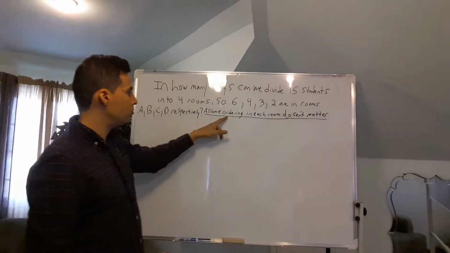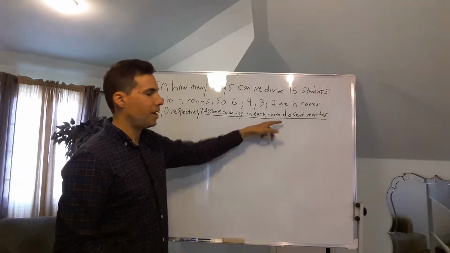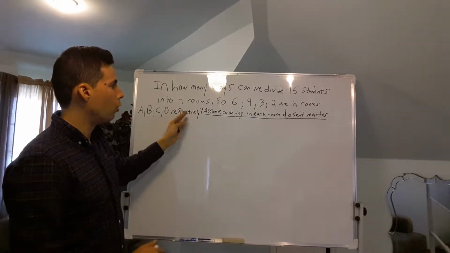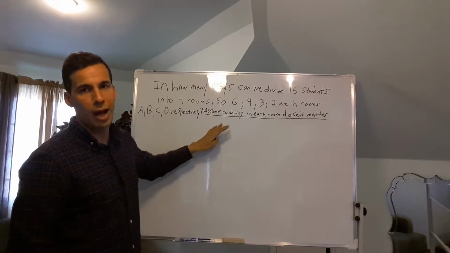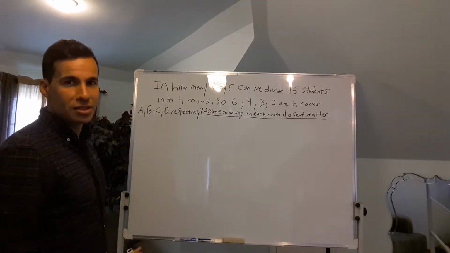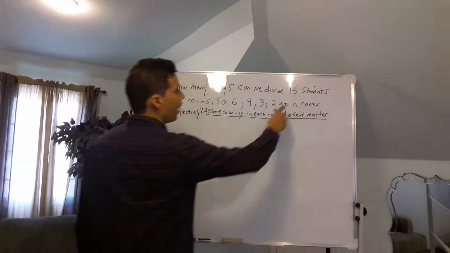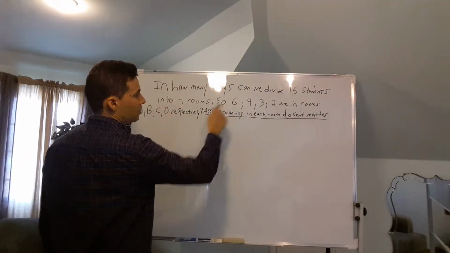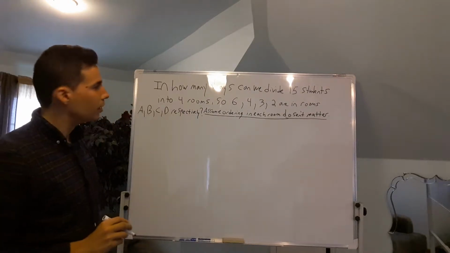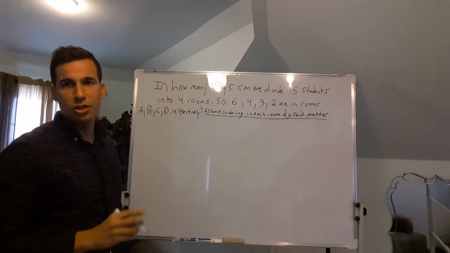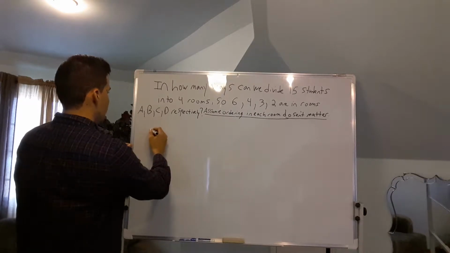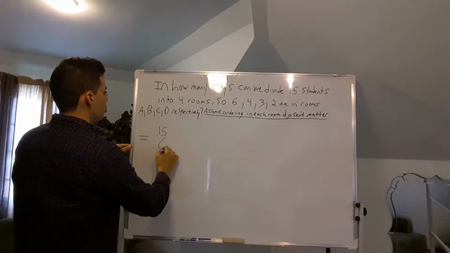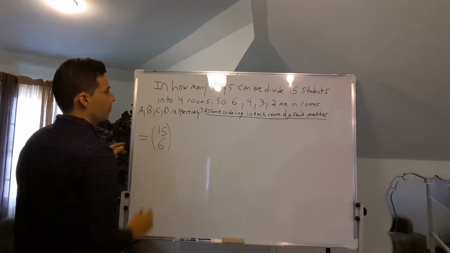So we're going to assume here that ordering in each room doesn't matter. So this is not a permutation question where we're trying to find how many orderings. So this calls for a combination question. So let's take a look at what we could do. We have 15 students. For room A, we're going to be putting 6 students. How many ways can we put that? Well, that's going to be 15 choose 6.